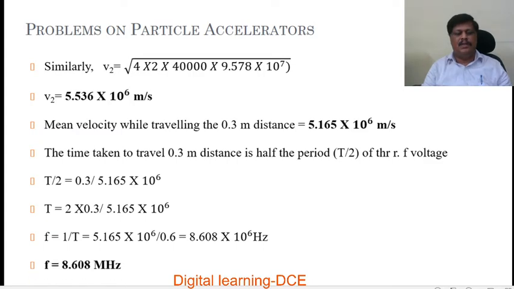So the frequency value is 8.608 for 10 power 6, we can take 10 power 6 as mega. So 8.608 megahertz is the value of the frequency of the RF voltage.